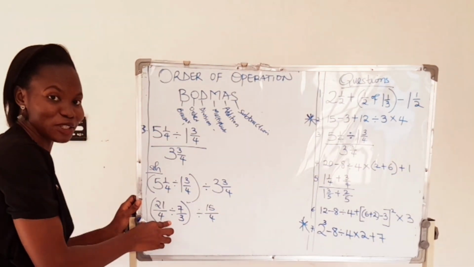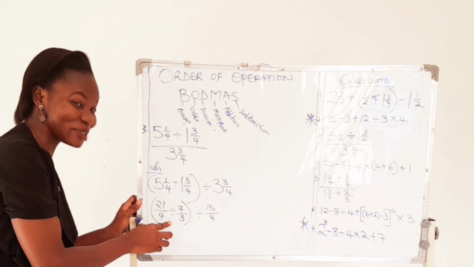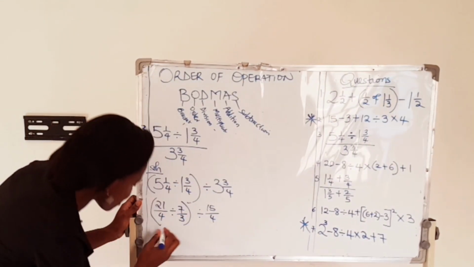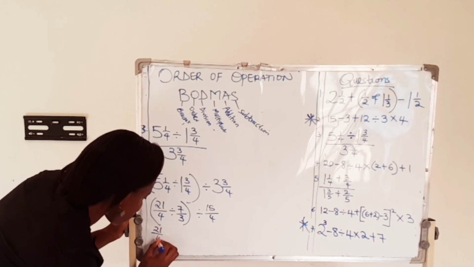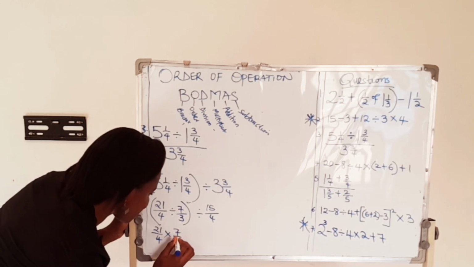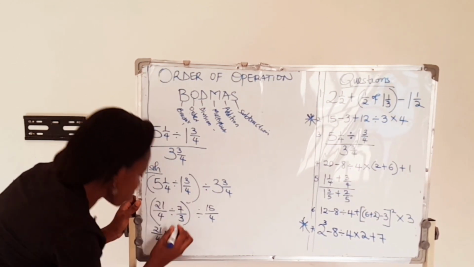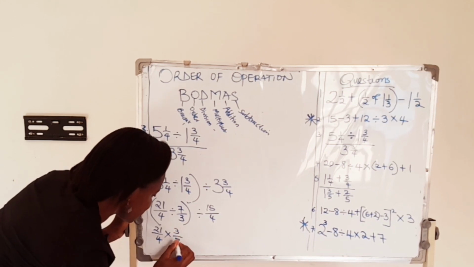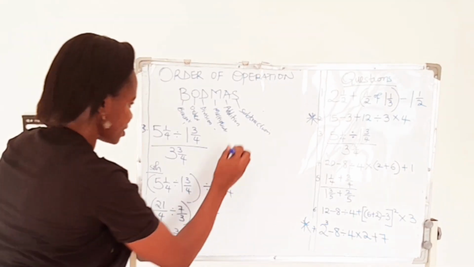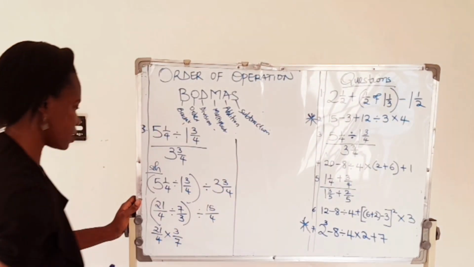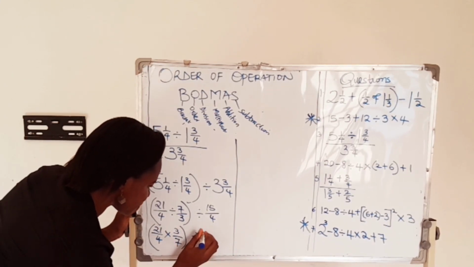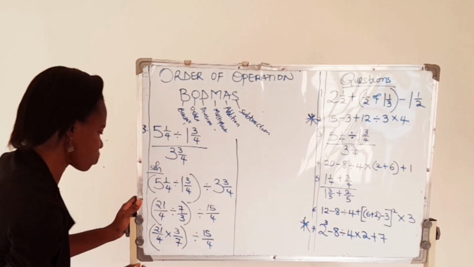And the way we solve division of fraction, watch our video on division of fraction. We change to multiplication and take the inverse. We have 21 over 4 times 7 over 3, you take the inverse, 3 will go up and 7 will come down: 3 over 7. Are you with me? Alright. I'm drawing a line here so I can remember this is still in bracket, divided by 15 over 4.